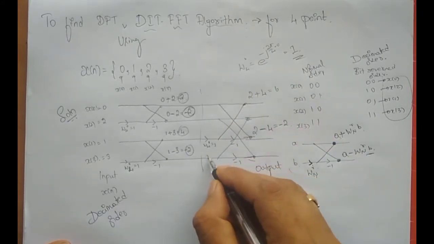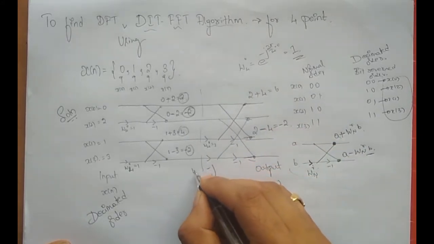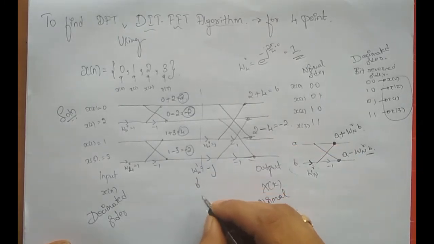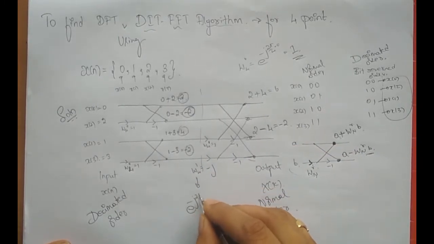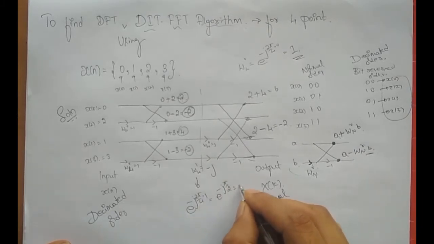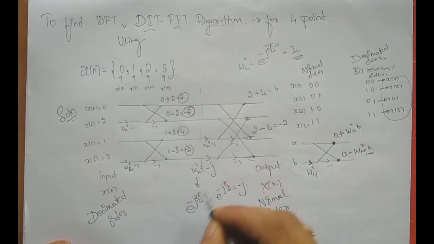So minus 1, so this is minus j, this is W4 power 1 which is equal to minus j. So this W4 power 1 is what? e power minus j 2 pi by 4 into 1, this is equal to e power minus j pi by 2. So this is equal to minus j. Okay, that's why I put minus j here.